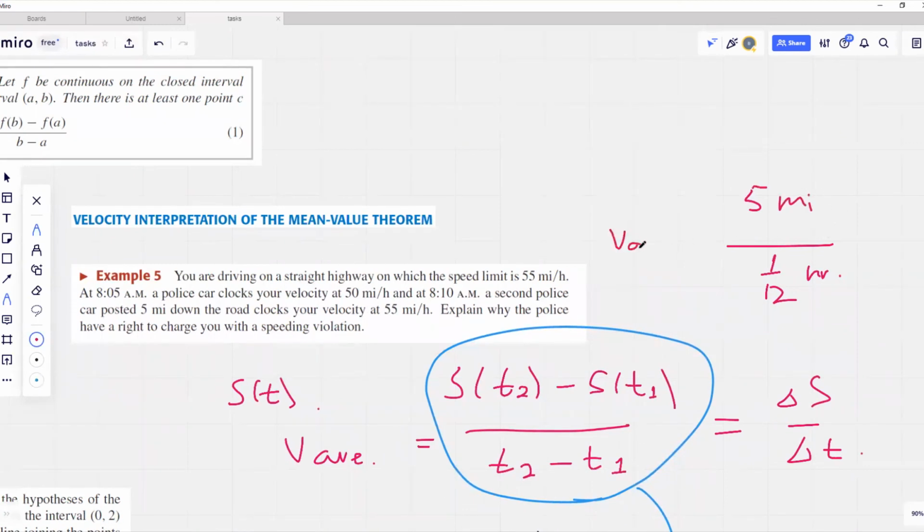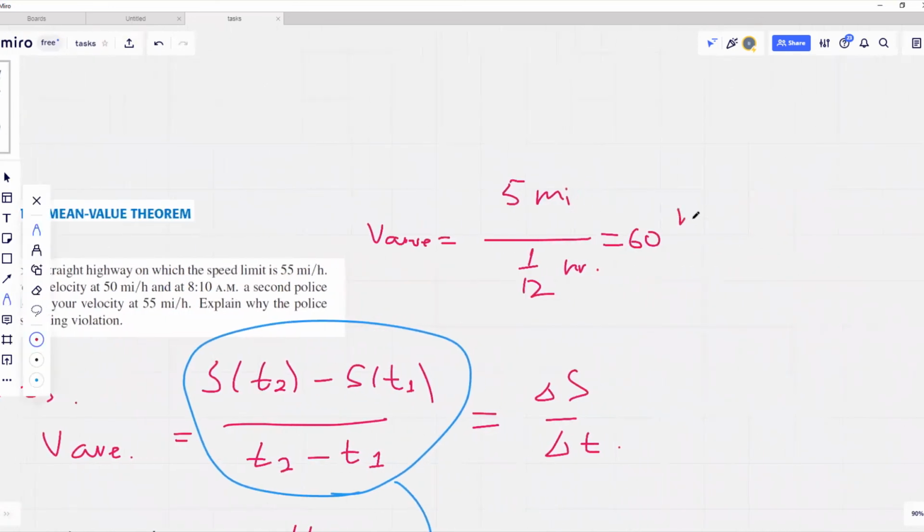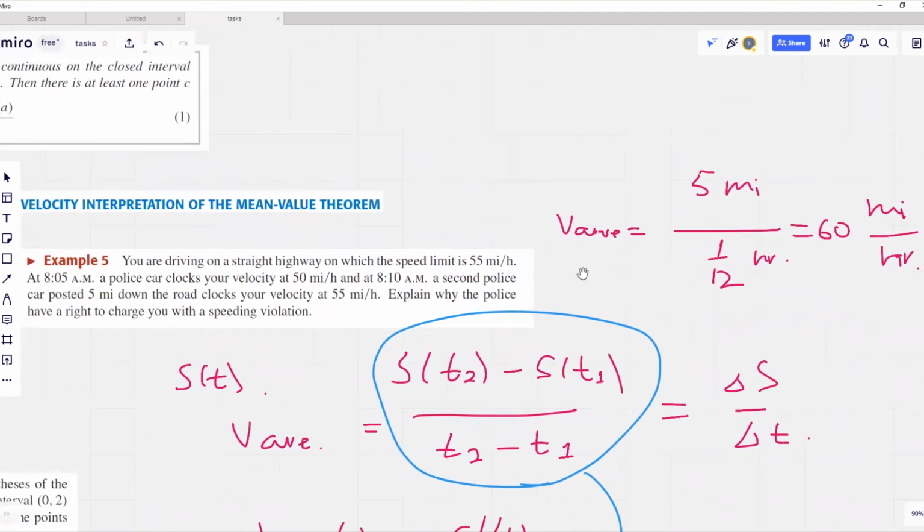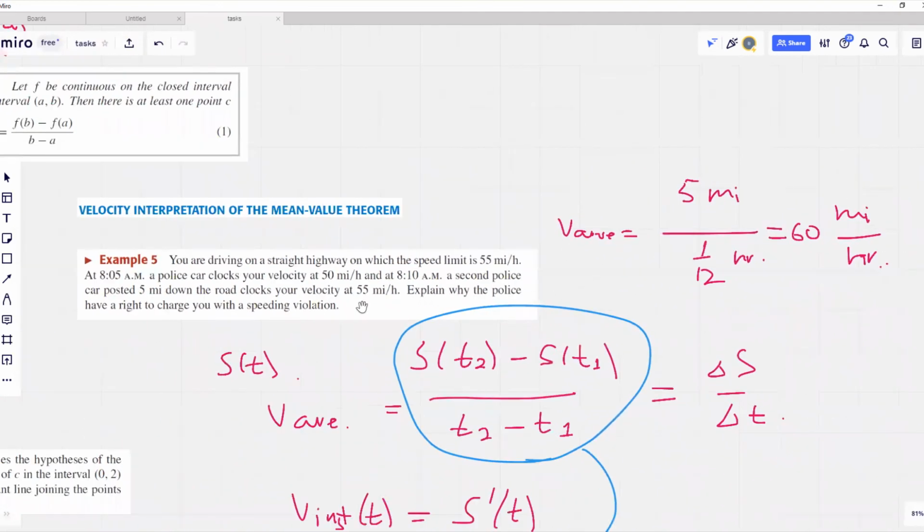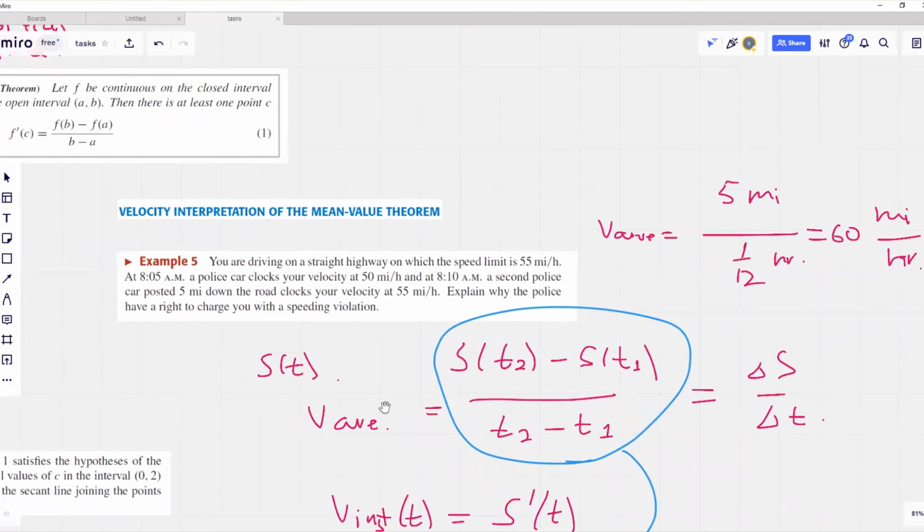So your average velocity was equal to 60 miles per hour, meaning that according to mean value theorem, your instantaneous velocity during the time interval from 8:05 to 8:10 a.m. was at least 60 miles per hour at least once, meaning that they have a right to charge you with a speeding violation.